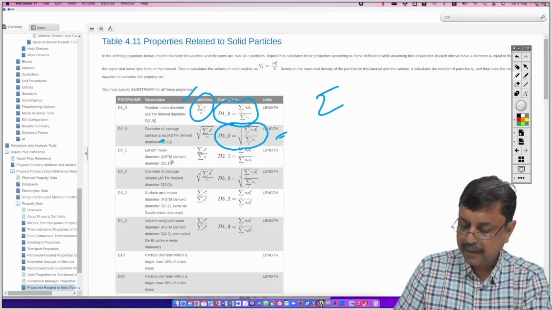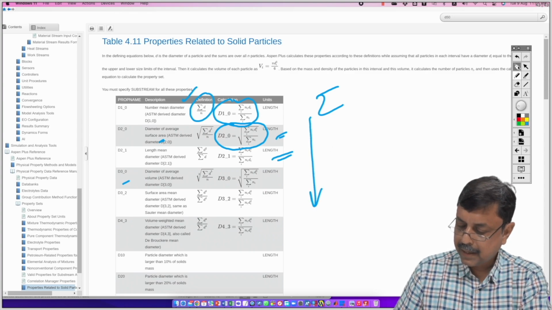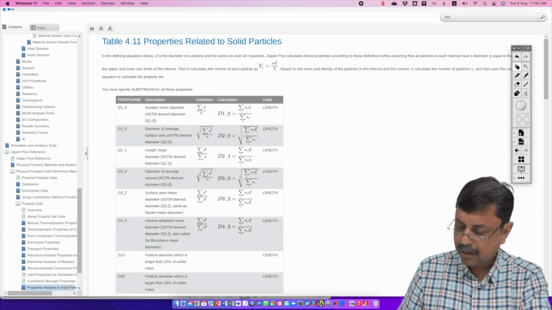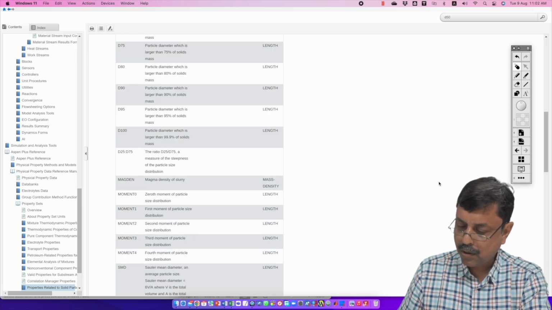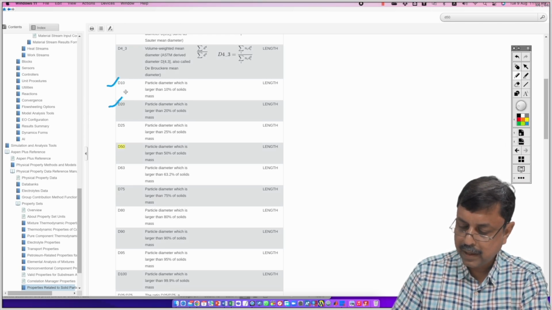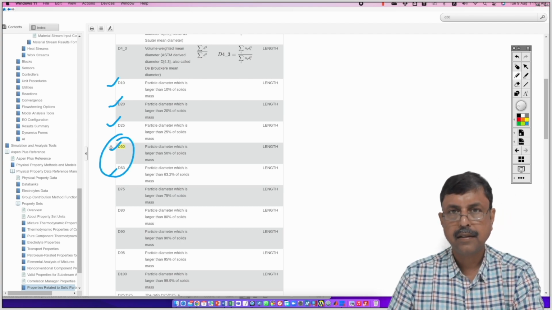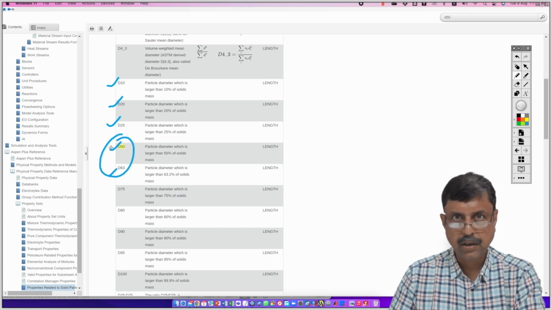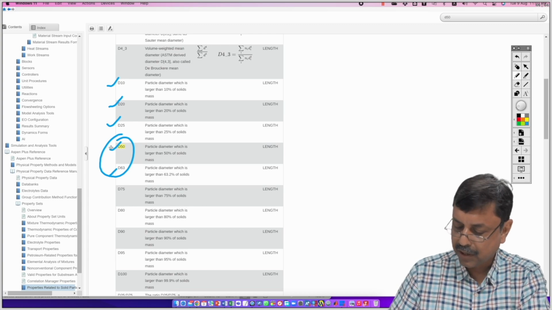Then it is the length mean diameter. This is D30, the diameter of average volume, and so on. And then come a few more definitions of D10, D20, D25, D50, D63. So these are the two things that we have come across in the distribution function.